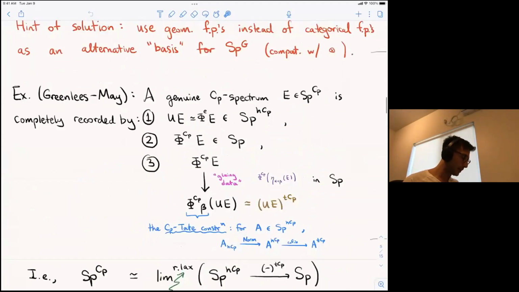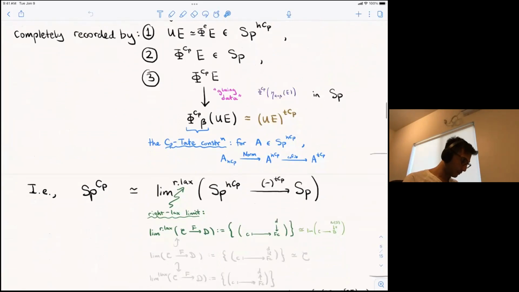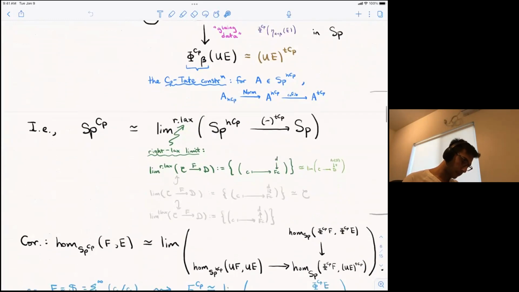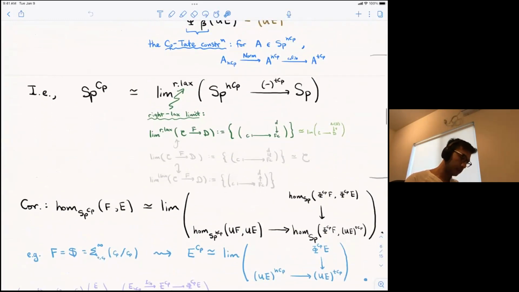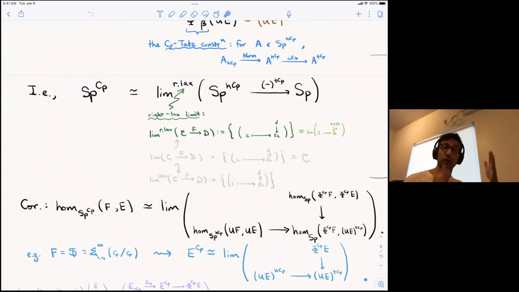Okay, so again, this is a hint of how we might generally hope to give a presentation for G spectra in terms of geometric fixed points, which happily are symmetric monoidal functors. And this is very helpful for computing cohomology, equivariant cohomology. So for example, this is a limit type description of this category. And that means that it gives you a formula for computing Homs, because Homs in a limit of categories are the limit of the Homs in the pieces.